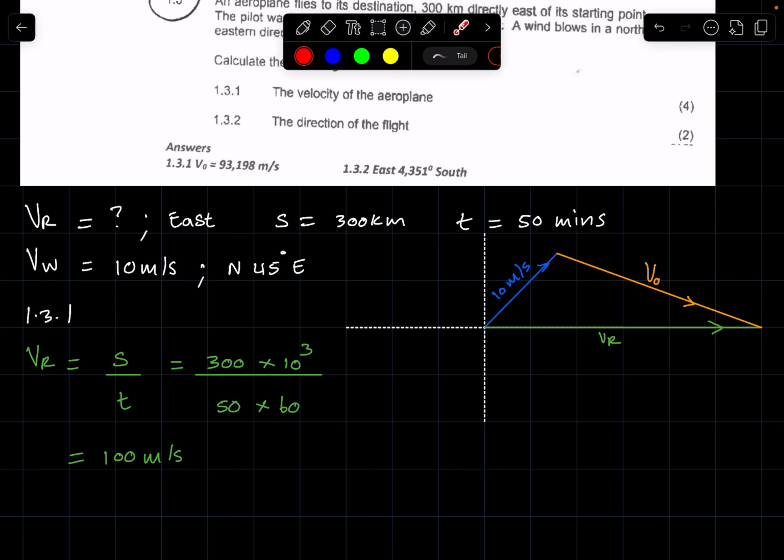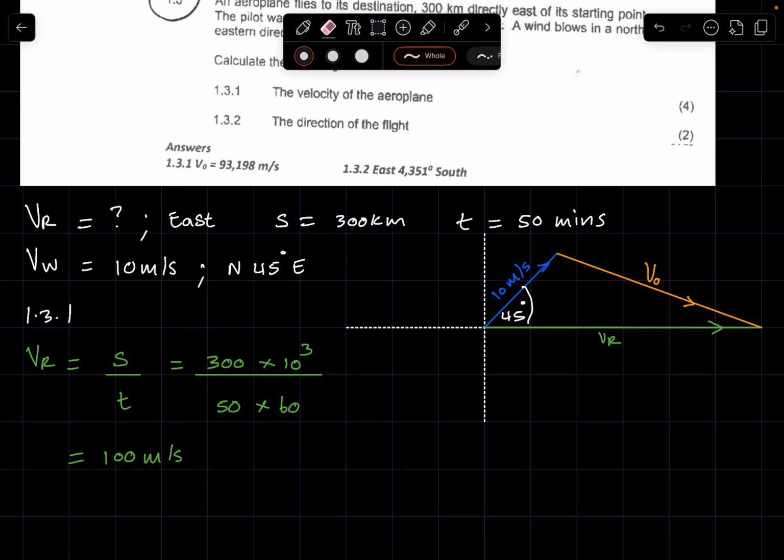So remember, in using the vector diagram, we make use of either the cosine rule or the sine rule. Either way, you are going to need at least one angle. And the angle we have here is this one. Remember, they said VO is northeast. Northeast is this angle, which is 45 degrees. If that's 45 degrees, it means this is 45 degrees as well. So we have that angle, which is 45 degrees.